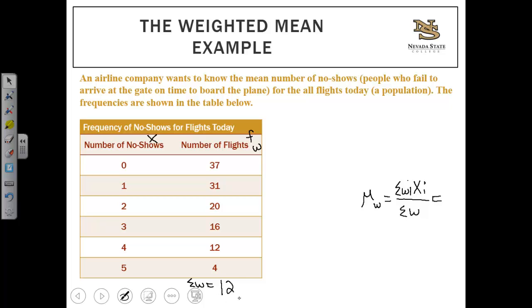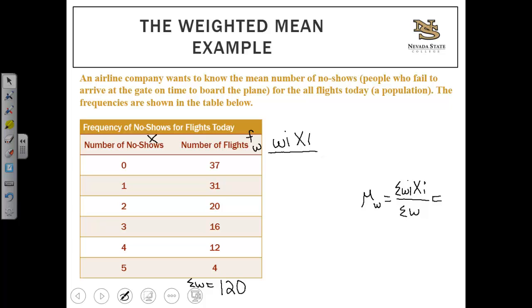120. So on this day, there were a total of 120 flights. Well, now we need to figure out the total number of no-shows for the day. So to find that, we need to create this new column of WI, XI. Remember, order of operations, we first need to multiply before we can add. So we have to multiply each one of these together.